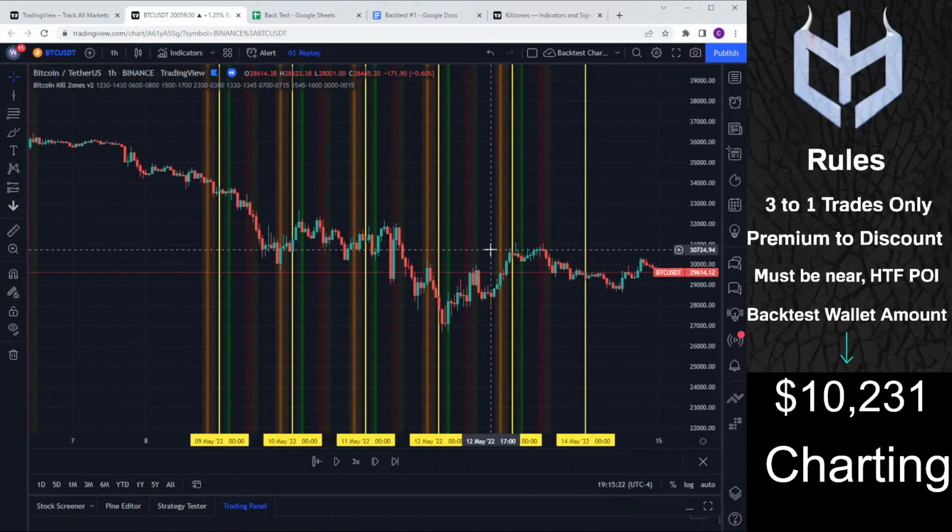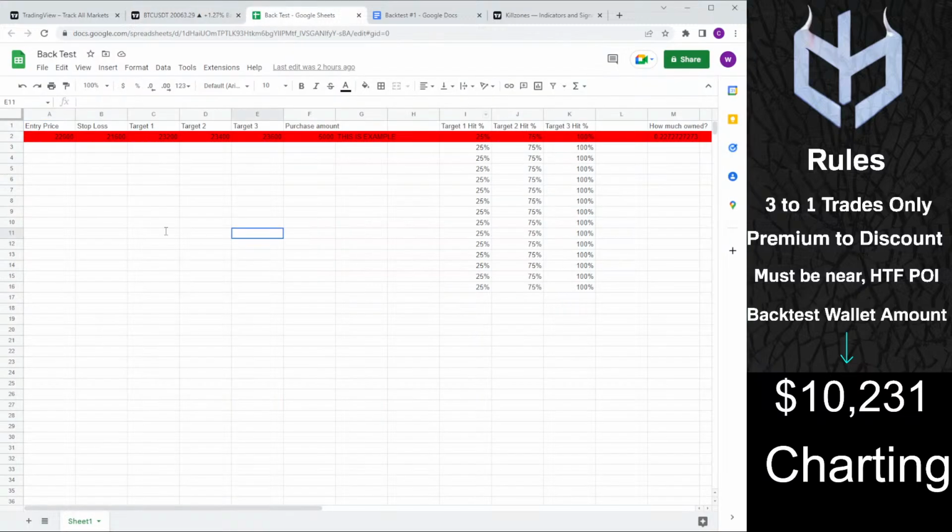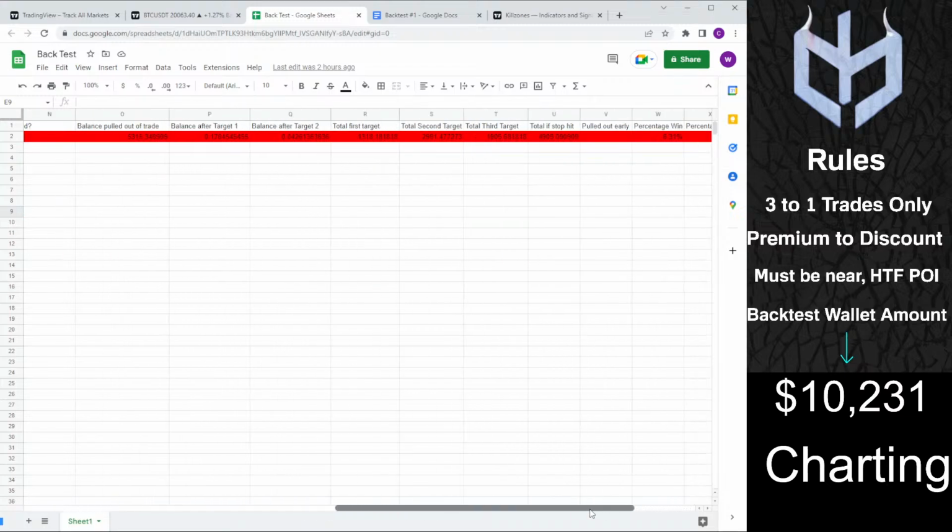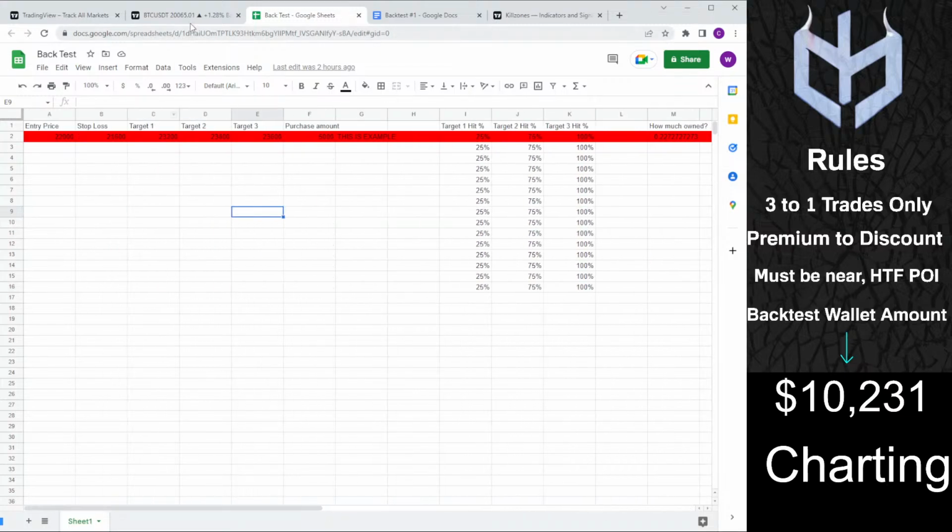In preparation for this backtest, I built the most ghetto spreadsheet on Excel. So hopefully my Excel skills improve while I'm backtesting as well. But I'll show you guys that as well.